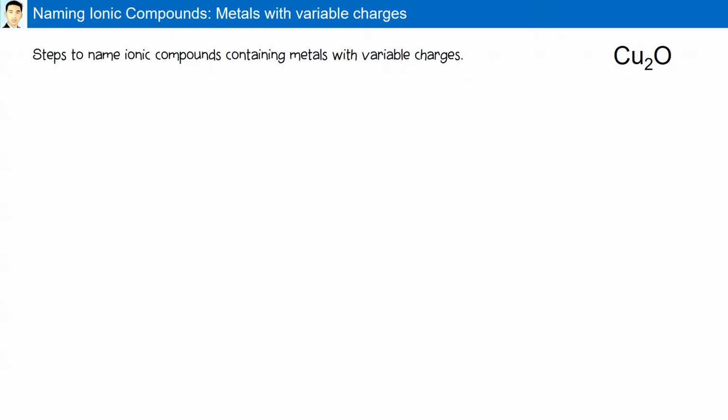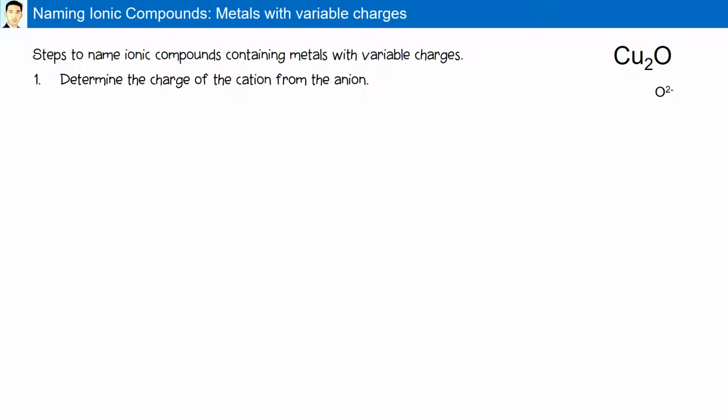Steps to name ionic compounds containing metals with variable charges. In this example, we'll examine Cu2O. First, we need to determine the charge of the cation from the anion. In this example, oxygen has a 2- charge. It is found in group 16 and needs 2 more electrons to have a full octet. In this case, we have 2 copper.